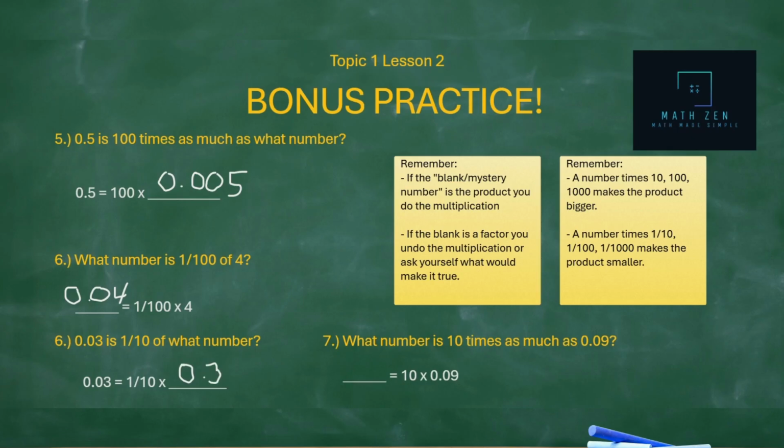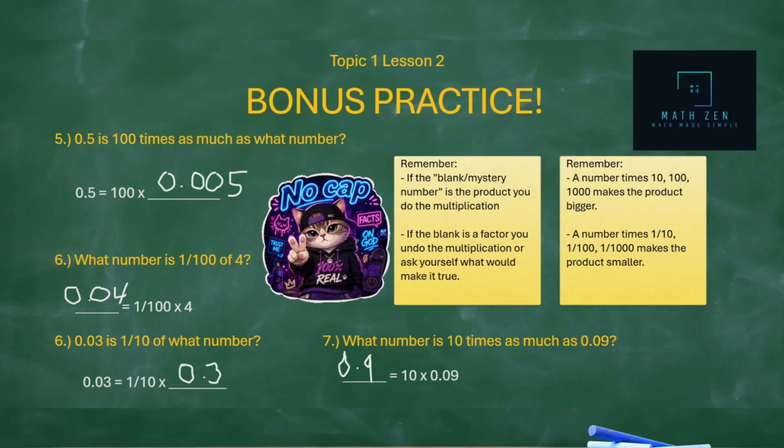And finally, number 7 says, what number is 10 times as much as 9 hundredths? In this case, we are following this rule here. The blank is the actual product, so we just do the multiplication. Your final answer for this one has to be 9/10.